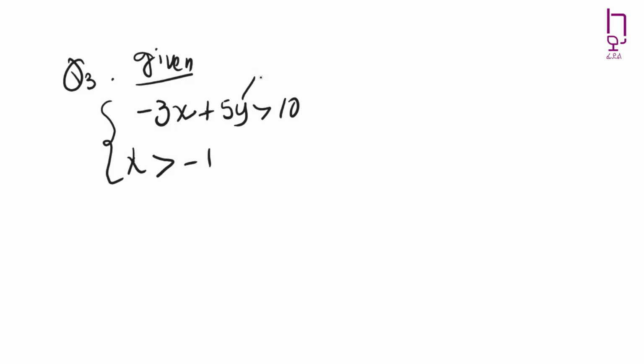As I said before, I'm going to label this inequality 1, inequality 2. When I change this to an equation, it becomes minus 3x plus 5y is equal to 10, right? And this one is x is equal to 1. So the graphs, the region that they share, that will be the solution for the system of inequalities.